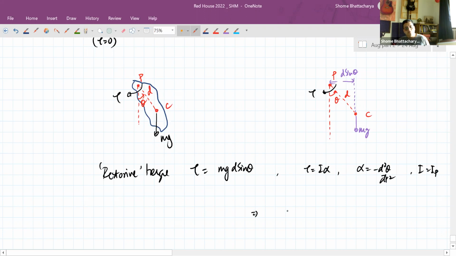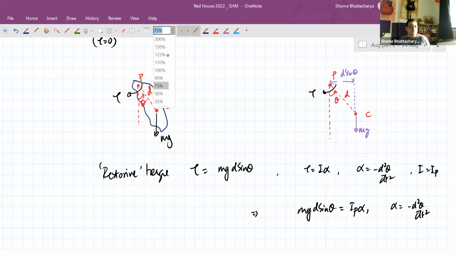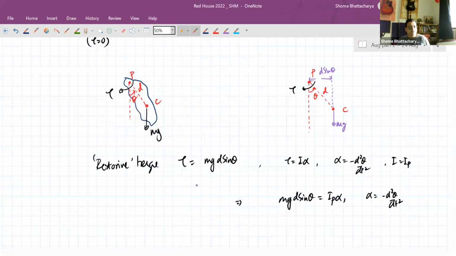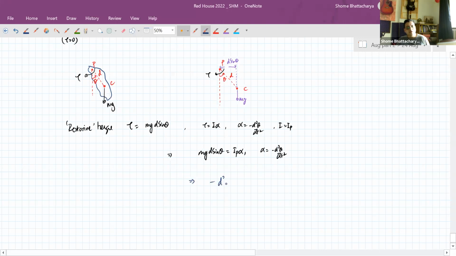So we have the equation that mg d sine theta, that is the torque, is equal to Ip alpha, where alpha is minus d2 theta by dt square. And it can be either side, clockwise or anti-clockwise. So now from this we can see that the relation that we get is not quite angular harmonic relation, because it is mgd divided by Ip into sine theta. So this is not a harmonic, this is just an oscillation equation, angular oscillation equation. This is a restorative situation.